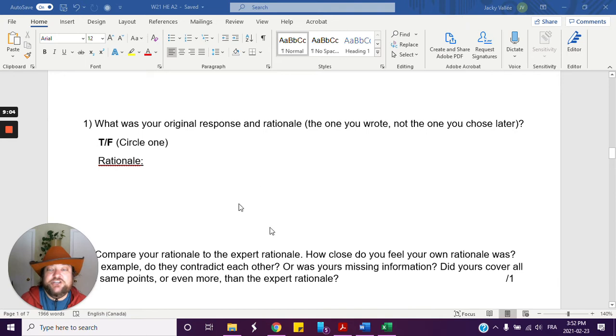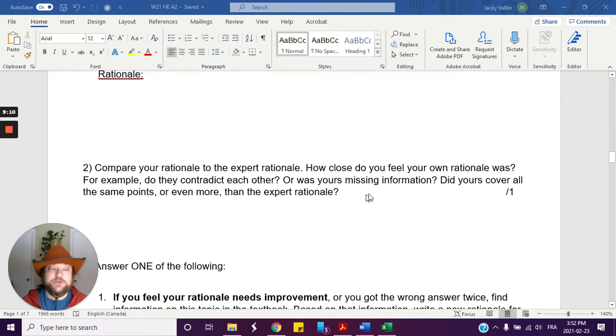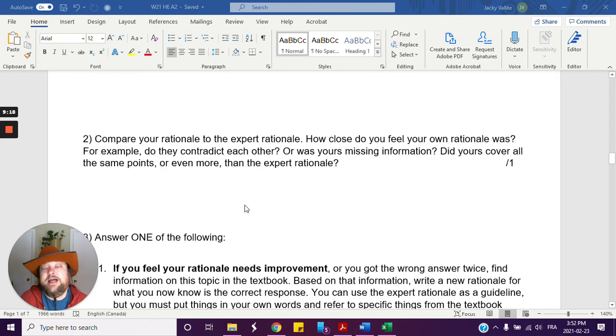And it's not to judge you. There are no points for this. It's just to kind of see your process, right? The points start here when you're comparing your rationale to the expert rationale. How close was it? What kinds of information were missing? Elaborate here a bit. Some people just wrote 4 or 5 lines: mine was missing information. Well, what kinds of information, right?